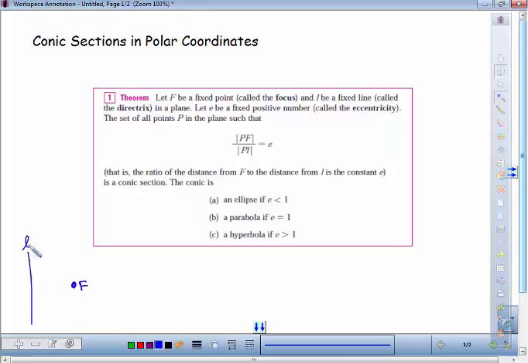Then all the sets of points in a plane such that the distance from a point, any random point, to the focus and that random point, which may not be so random, to the line, if you take the ratio of that, that's called eccentricity.